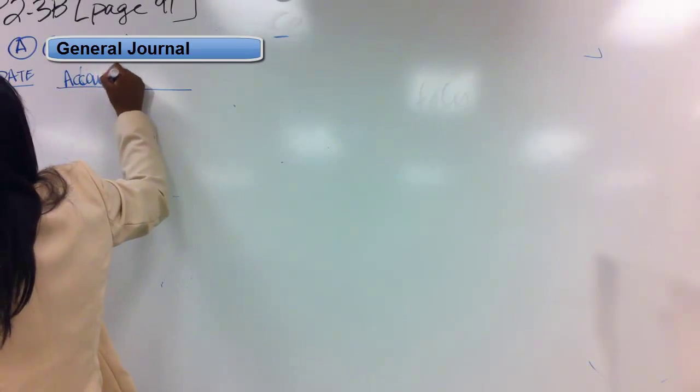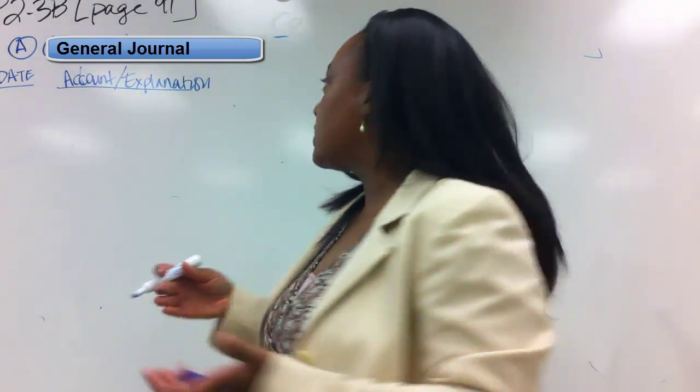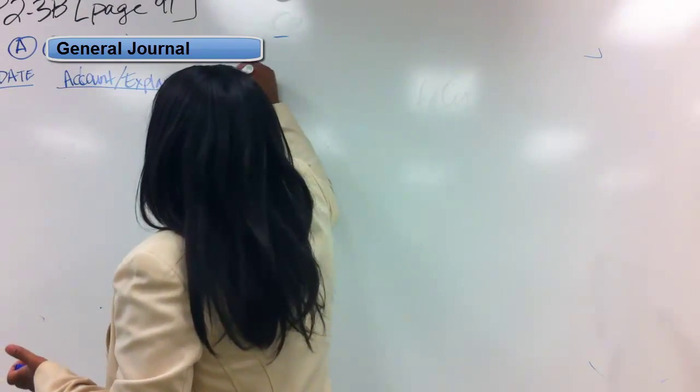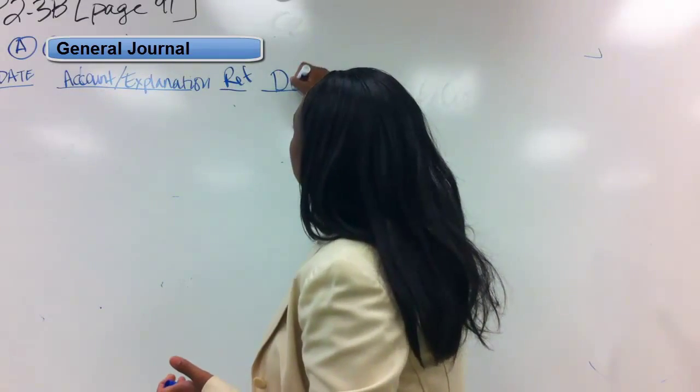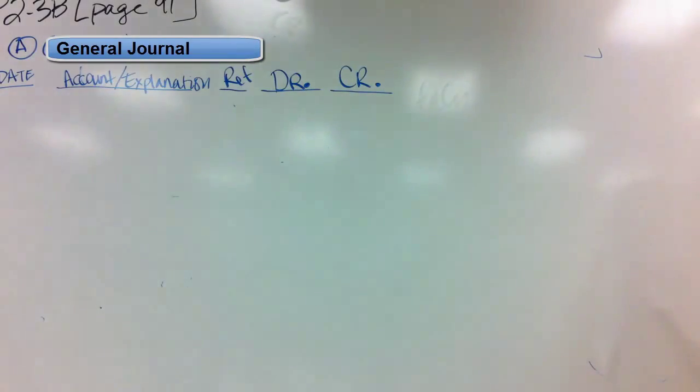All right, so we're going to have our date column. You have your account, an explanation column. Now the handout I gave you doesn't have the reference column for posting. You can add that, because we're going to have to eventually post. And then of course you're going to have your debits and your credits. You can add that little off to the side.